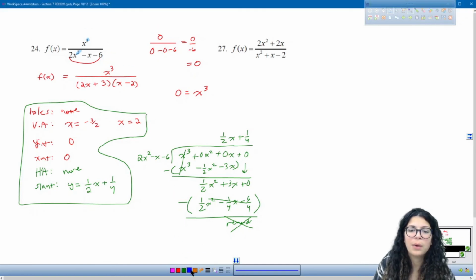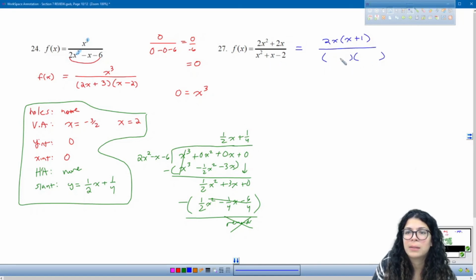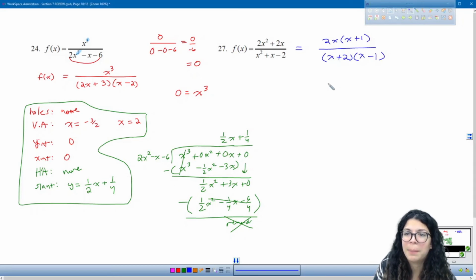Okay, and let's go ahead and move on to number 27. Last one. So let's go ahead and factor the top. We can factor out 2x. That gives us x plus 1. Factor the denominator. The denominator will factor, multiplies to negative 2, adds to 1, will be positive 2 and negative 1. So the denominator will multiply x plus 2 times x minus 1.